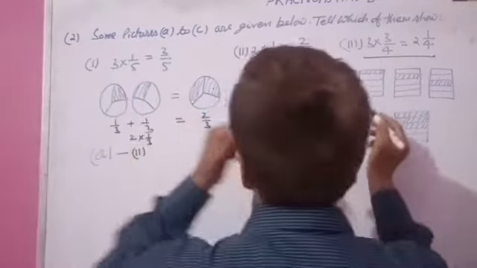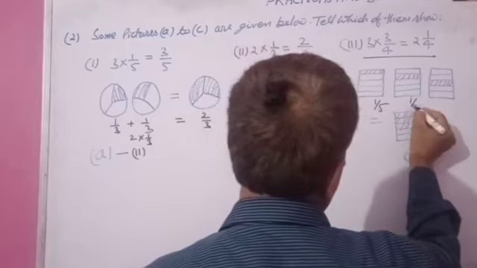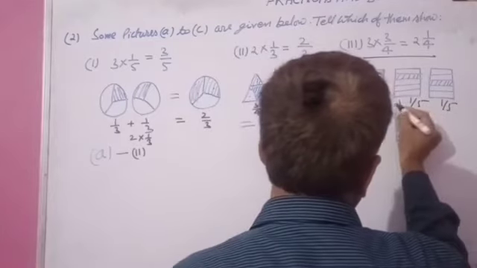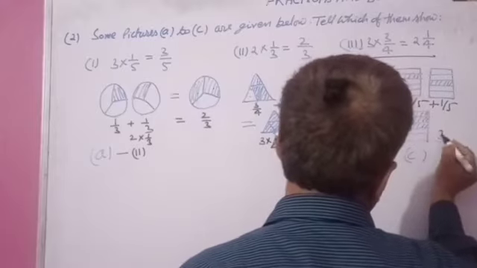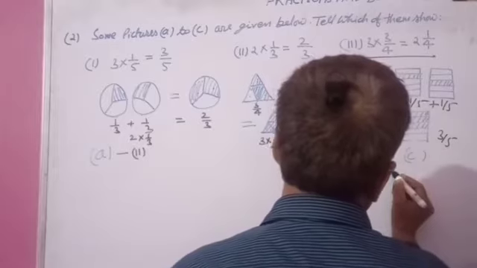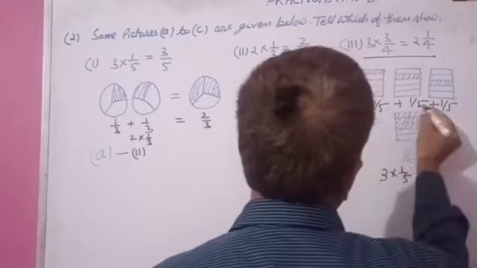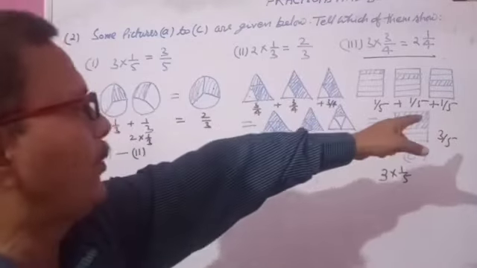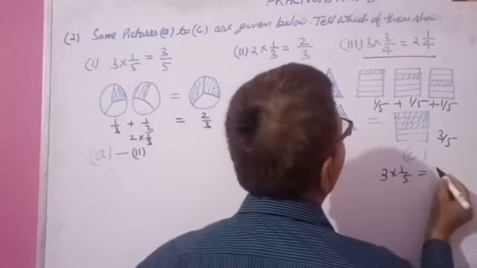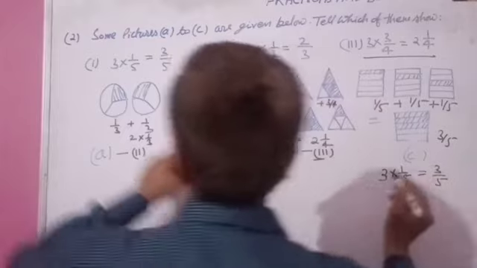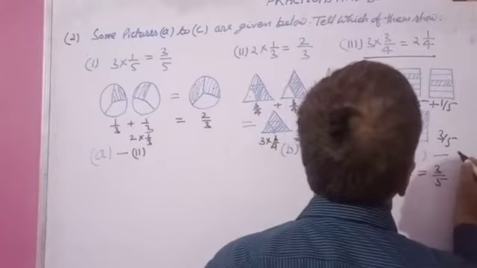And in this third one, you are seeing 1 upon 5. 5 parts, 1 part shaded, 1 upon 5. This is also 1 upon 5. 1 upon 5 plus 1 upon 5 plus 1 upon 5, you are getting 3 upon 5. So that is 3 multiplied by 1 upon 5. 3 times 1 upon 5 is 1 upon 5 plus 1 upon 5 plus 1 upon 5, that is 3 upon 5. The C part shows 3 multiplied by 1 upon 5. That is 3 upon 5. This is the first.